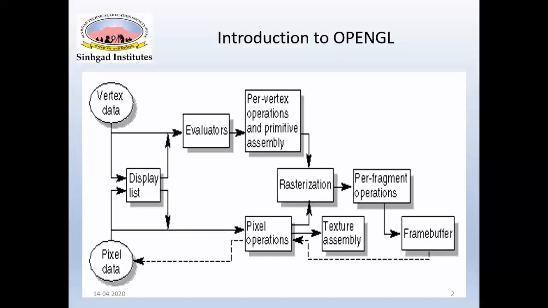First block, that is display list. Rather than having all commands proceed immediately through the pipeline, you can choose to accumulate some of them in a display list for processing it later on. Then next we are having evaluator. The evaluator stage of processing provides an efficient way to approximate curve and surface geometry by evaluating polynomial commands of input values.